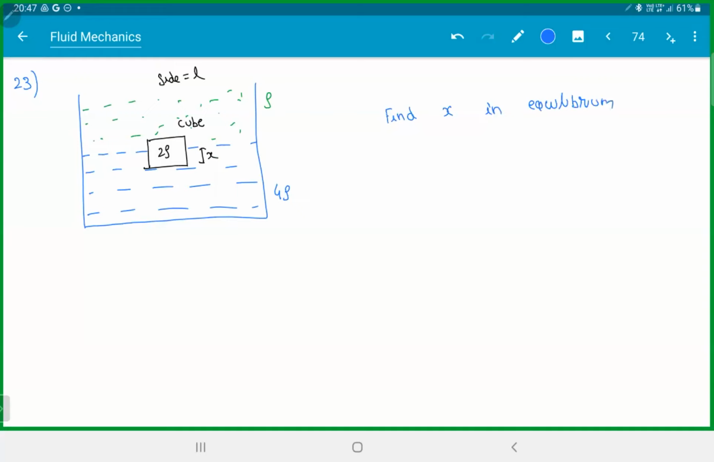So we have two liquids, 4 rho and rho, and you have kept a cube of 2 rho in the middle of the liquid. See, because 2 rho can't sink inside 4 rho because it is lighter. It can't float in rho because it is denser. It is stuck in the middle. So find X, the depth inside the 4 rho liquid.